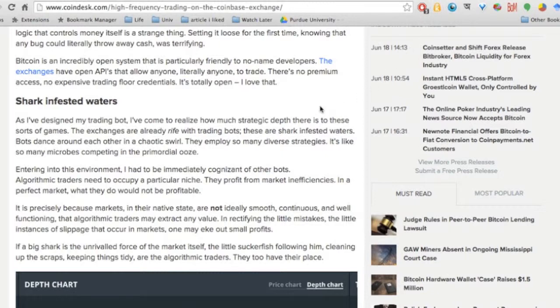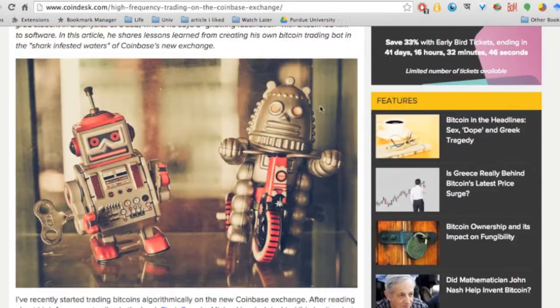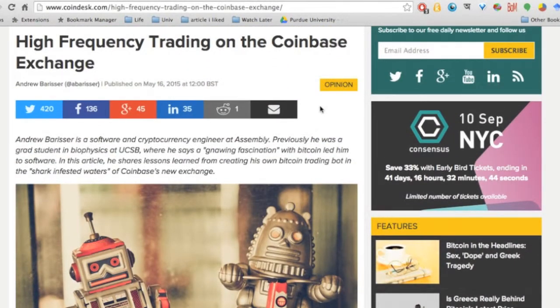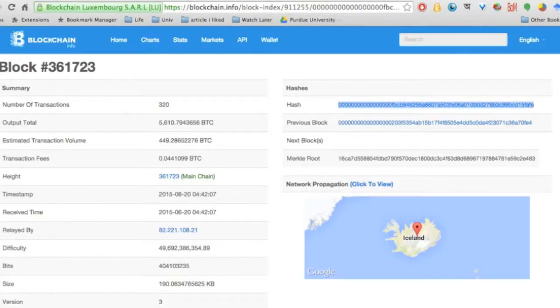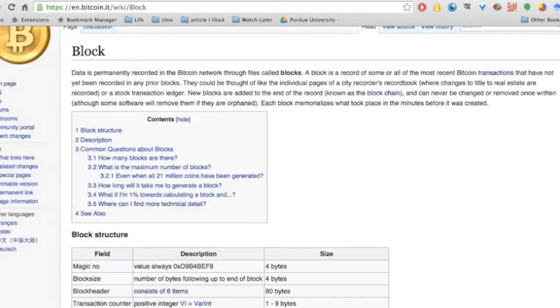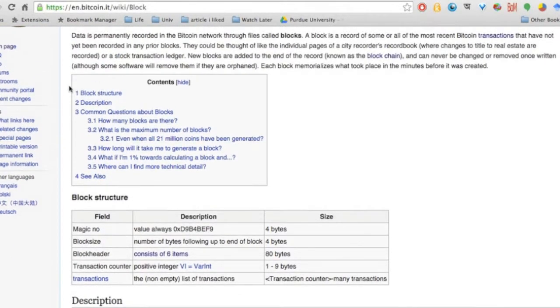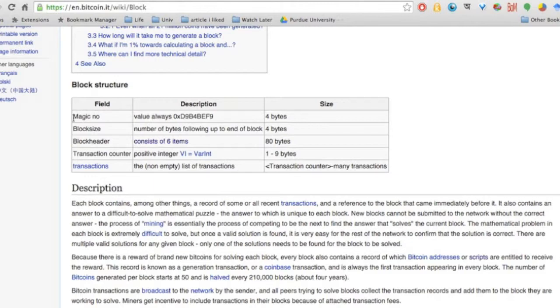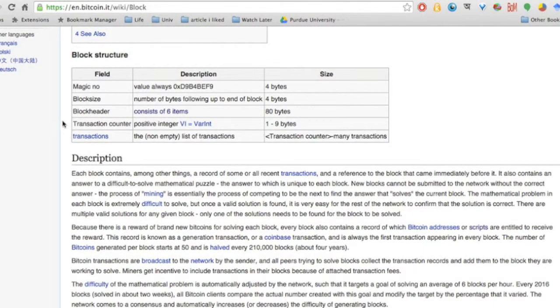So everything we are seeing here, everything that's happening in Bitcoin space, is basically depending on the blockchain, the underlying blockchain on which Bitcoin network is relying. And Bitcoin block, what is a Bitcoin block? If we look at Bitcoin block, you can see there are five major fields.